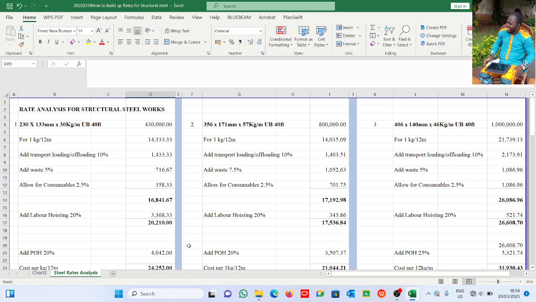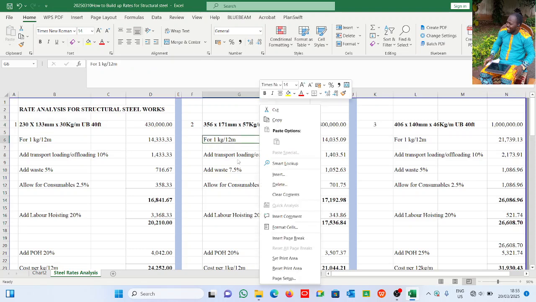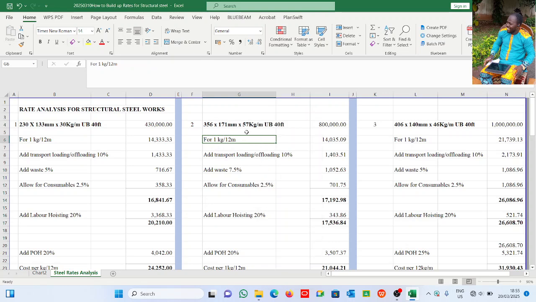Now take for instance what I have here. I have 230 by 133 by 30 kg per meter, a universal beam, and it could be a universal column. 356 by 171 mm by 57 kg per meter, universal beam or universal column. They come in 40 feet. Some of them come in 20 feet.